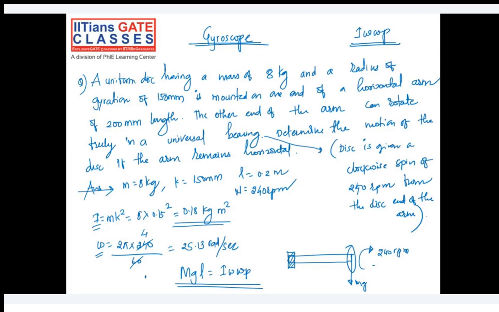Yes, 3.47 is the correct answer here, Sean. Let me go to the next slide. As I said here, mgl is equal to I omega omega p. M is 8, g is 9.81, L is 0.2, I is 0.18, omega is 25.13, and if you calculate omega p, as you said, Sean, you'll get 3.47 radian per second. But at the same time, you should know practically what's happening here.